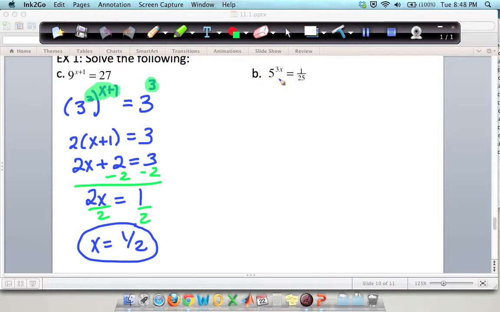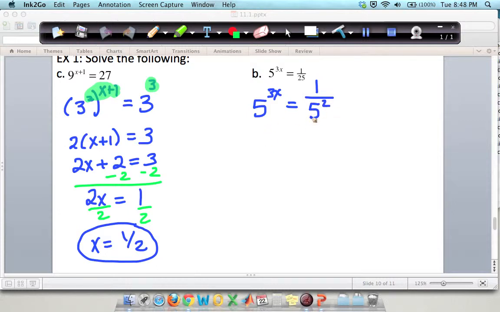Okay, let's do the same thing with b. 5 to the 3x equals 1 over 25. If you don't know what to do right away, let's just start with that 25 and not worry about the fraction right now. So my smallest number is 5. Can 25 be written? Yes, it can be written as 5 squared.